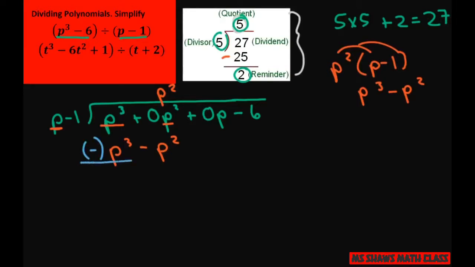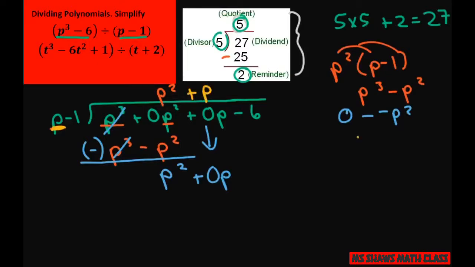When you subtract, this is going to be 0, which is what our goal was. And then if you have 0 minus a negative p squared, that's going to be positive p squared. Now we're going to bring down our 0p. What times p gives me p squared? That's just going to be a positive p. So now we have p times p minus 1. That gives me p squared minus p.